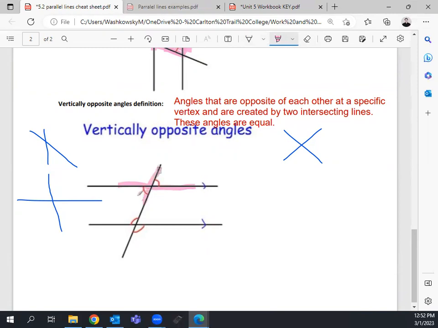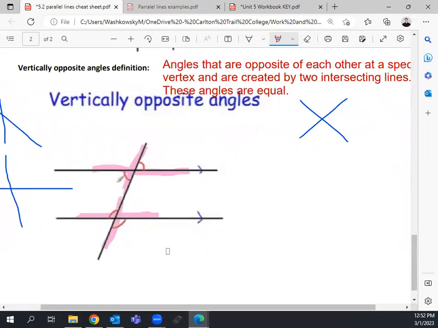It's two lines just intersecting. They don't even need to be parallel in this case. It's literally just two lines that intersect. So again, this top right angle here is 70 degrees. That means the one opposite of it is also 70 degrees. So we have 4 letters to work with. We have Z, F, C, and X.